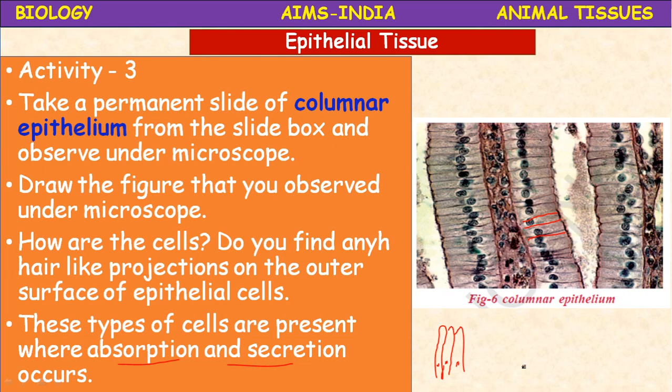When the columnar or even the cuboidal epithelium bears cilia, then it is called ciliated columnar epithelium. The cilia are present sometimes. If the cilia are also present, then it is called ciliated columnar epithelium. It helps in the movement of mucus, for example, in the respiratory tract, and urine.